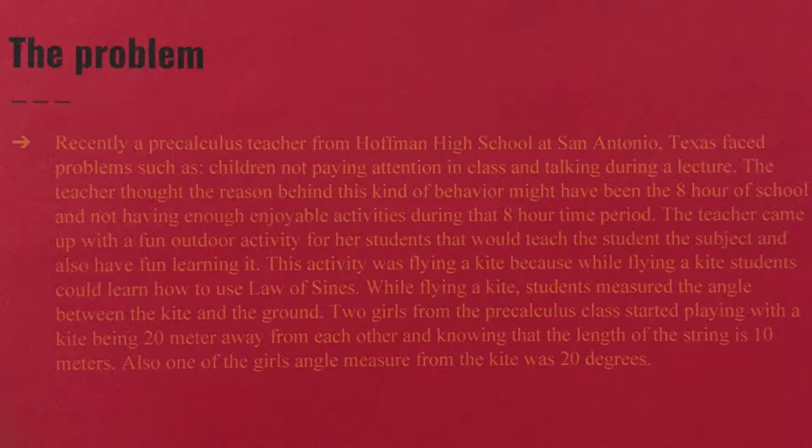The teacher thought the reason behind this kind of behavior might have been 8 hours of school and not having enough enjoyable activities during that 8-hour time period. The teacher came up with a fun outdoor activity for her students that would teach them the subject and also let them have fun learning it. This activity was flying a kite, because while flying a kite, students could learn how to use law of sines. While flying a kite, students measured the angle between the kite and the ground.